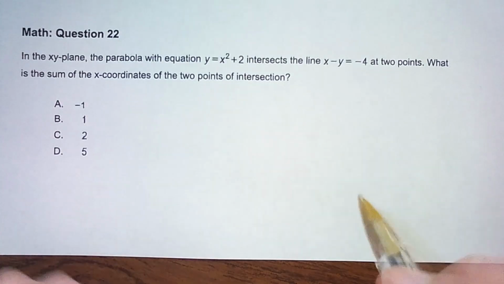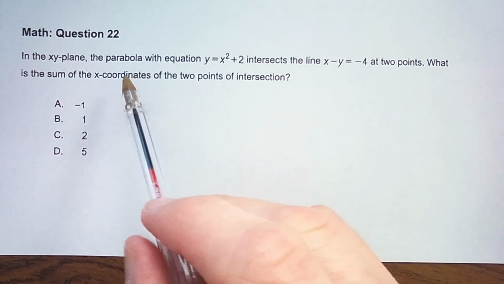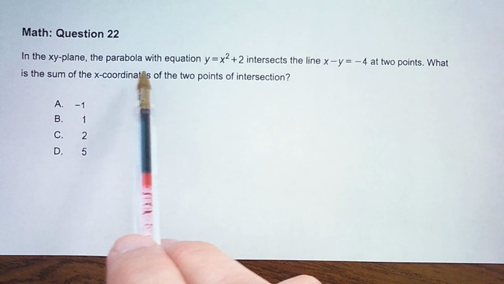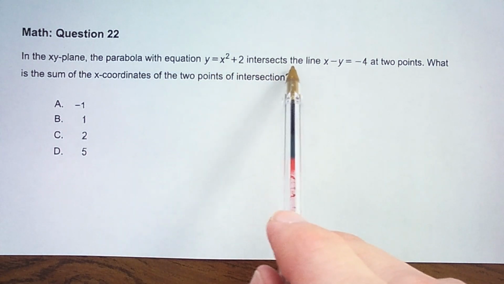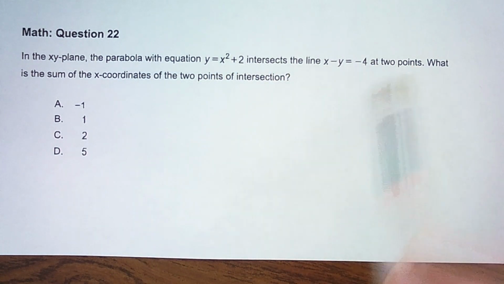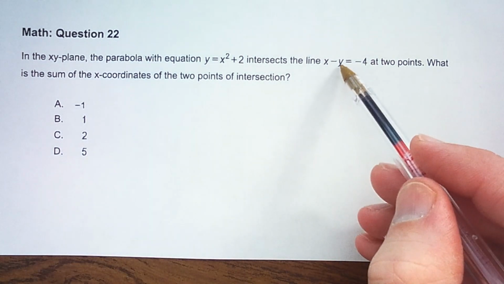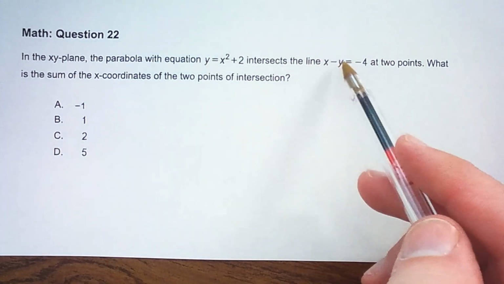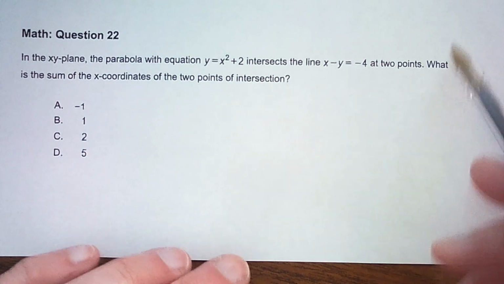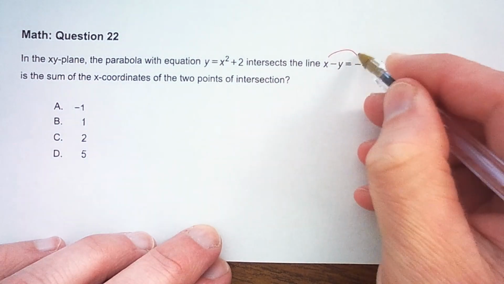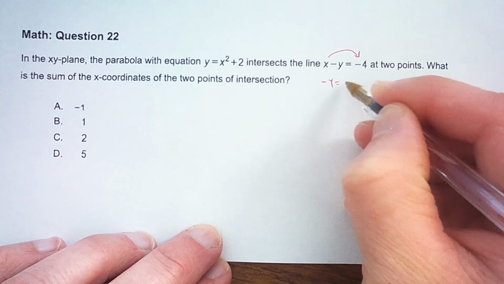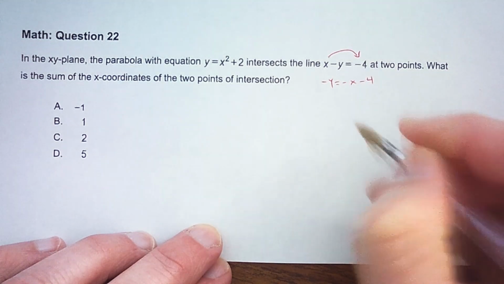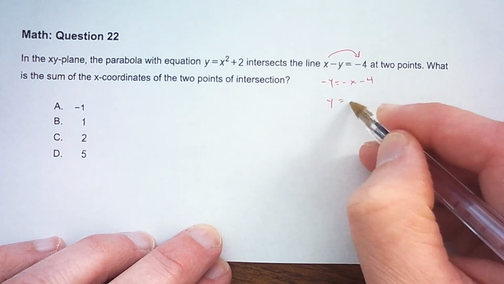Number 22, in the xy plane, the parabola with this equation intersects the line with this equation at 2 points. What is the sum of the x-coordinates of the 2 points of intersection? So what I want to do is solve this one for y. So I'll have y equals and then y equals. Okay, so we'll start with that. So we'll move this x over, and we've got negative y equals negative x minus 4. So that means positive y equals positive x plus 4.